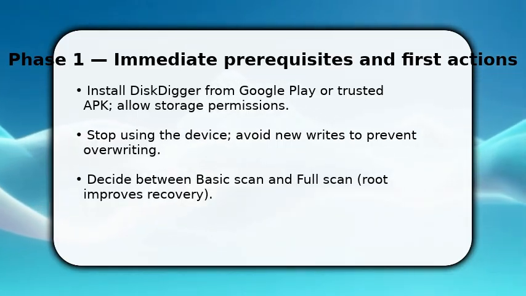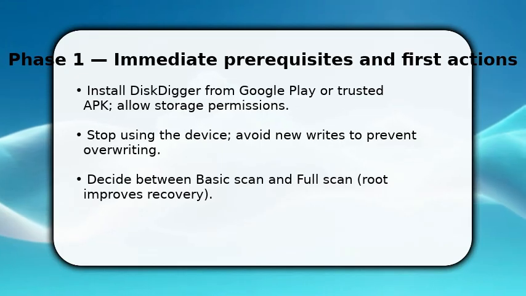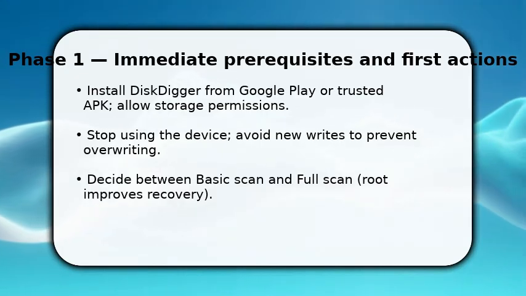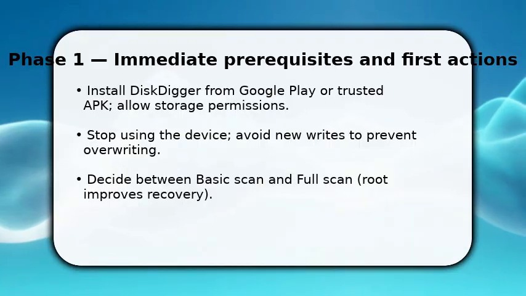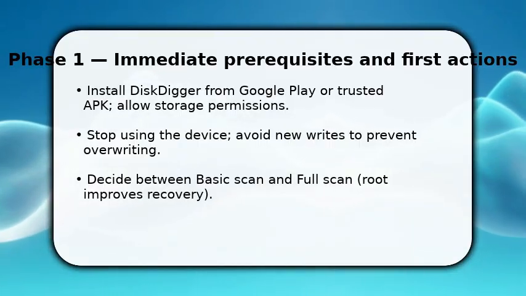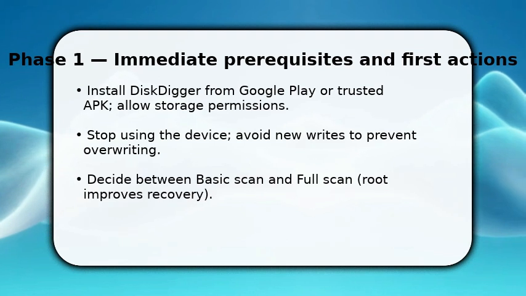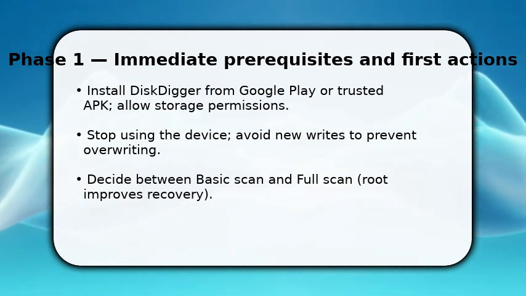Next, launch Diskdigger and choose Basic Scan for non-rooted devices or Full Scan if you have root access. Choose Full to access raw partitions for higher recovery rates. Make sure to plug into power to avoid interruptions while scanning.